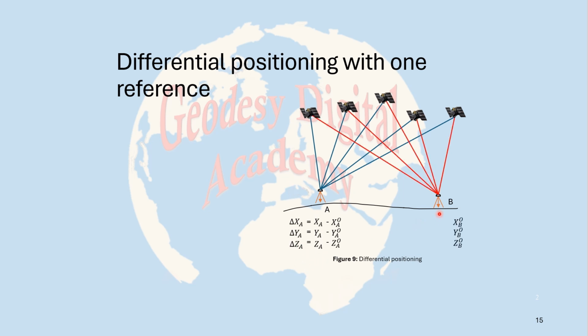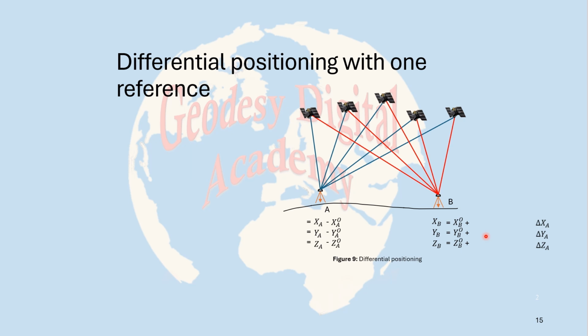And when we determine the coordinate for point B, we can send the coordinate differences that we have computed at point A to point B as corrections. And when we add these corrections to the point coordinates observed at point B, we correct the coordinate. This principle that I have explained is called differential positioning in the coordinate domain. It means that I determine the coordinates and correct the coordinates.